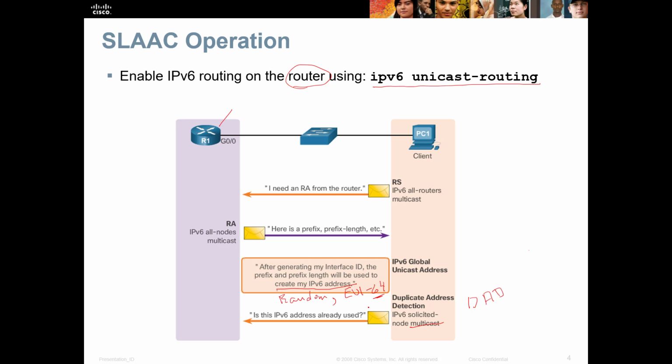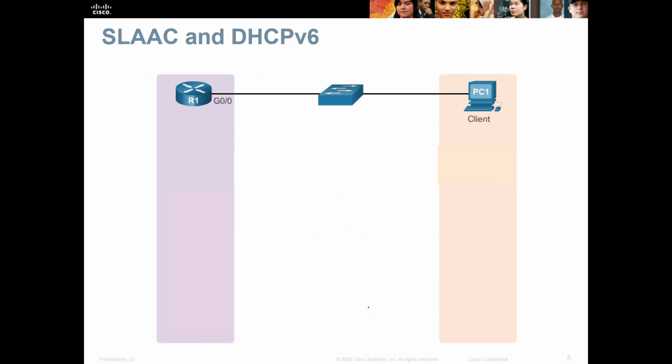So let's take a look at stateless auto configuration and DHCP in v6, because this leads to a bunch of choices that are going to have to be made. It starts the same way. The client goes to R1, and R1, he knows that address, right? He knows G0/0. So I'm going to R1, it's probably the gateway, and solicit an advertisement.